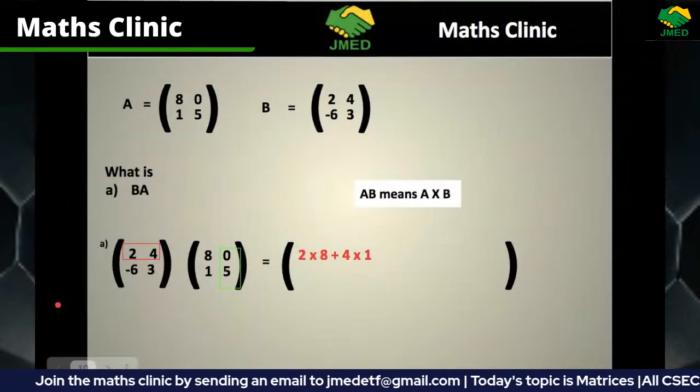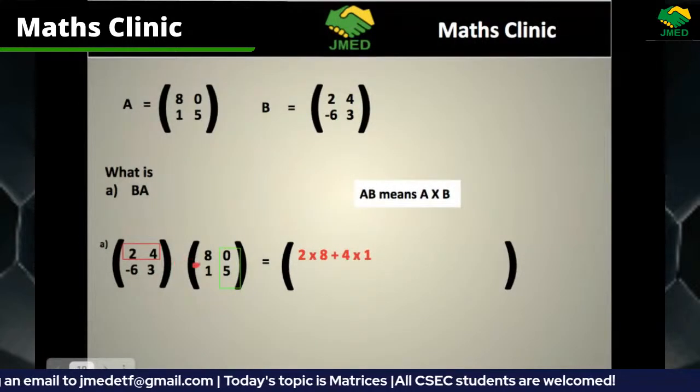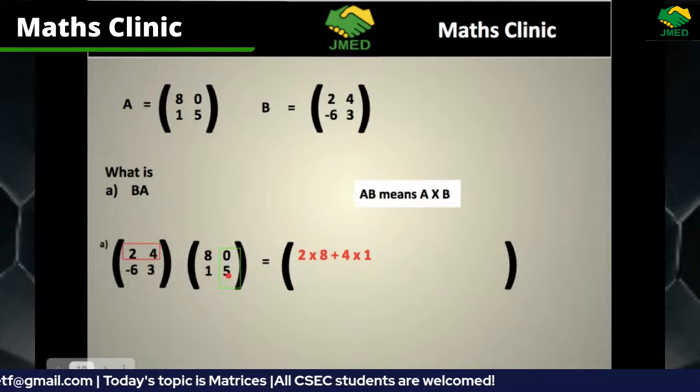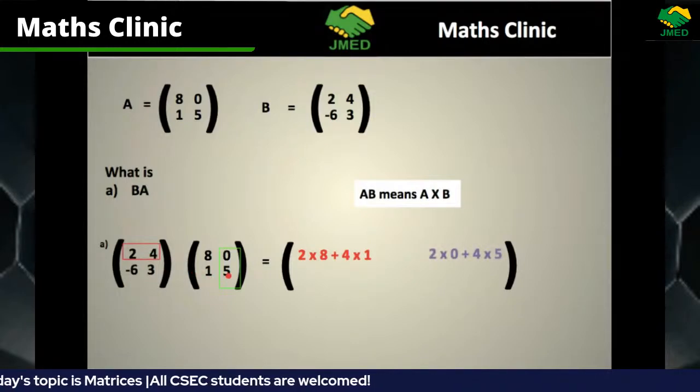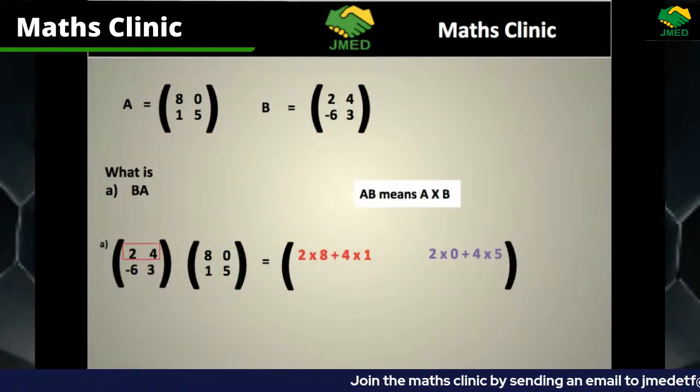And the 4, hold on, I have a little bit of a freeze here. Okay. And the 4 is going to work on the 5. So we'll get 2 times 0 and 4 times 5. Once we have finished the top row, we go to the second row.